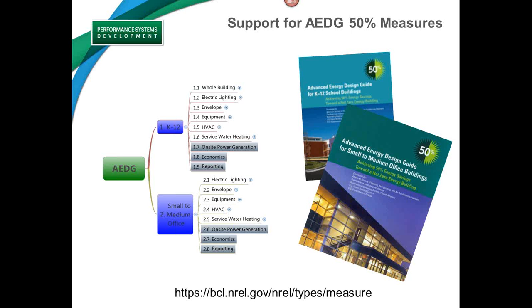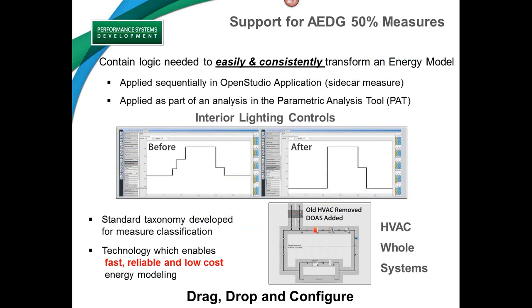And it's not one, it's not two, it's not 5 measures, it's something on the order of 50 measures that have been added to our measures library and the building component library, both for K through 12 and for small to medium office sectors, that are simply drag and drop now. And that's actually a very exciting feature for OpenStudio for a couple reasons.